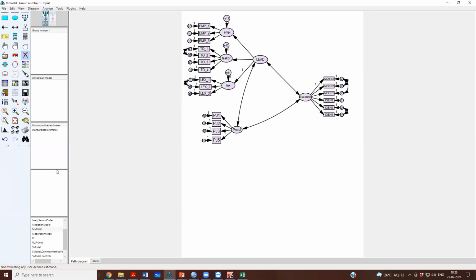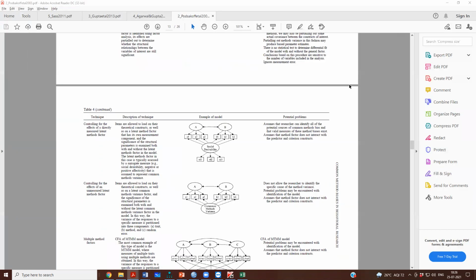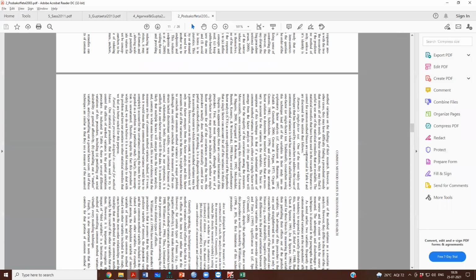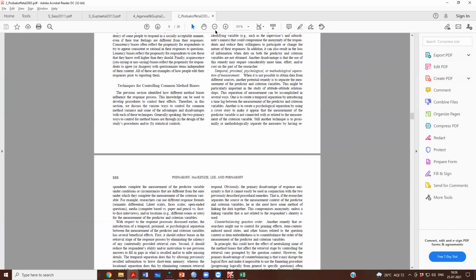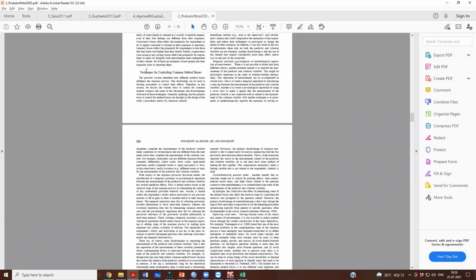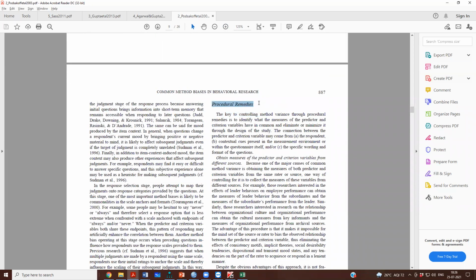Sir, I read in a few papers that the respondents were told their responses would be kept anonymous, or the dependent variable was placed first and the independent variable later. Yes, that is called a procedural technique. What I have just shown you is the statistical method of analyzing common method factors. If you read this paper, they talk about techniques for controlling common method biases. In this paper, they talk about two things: procedural remedies.